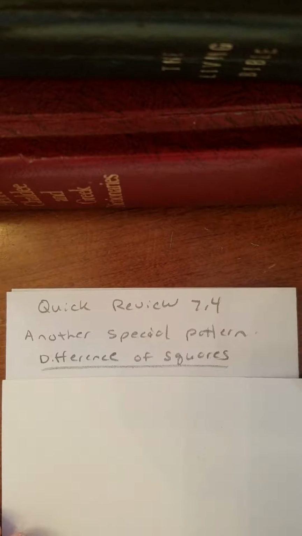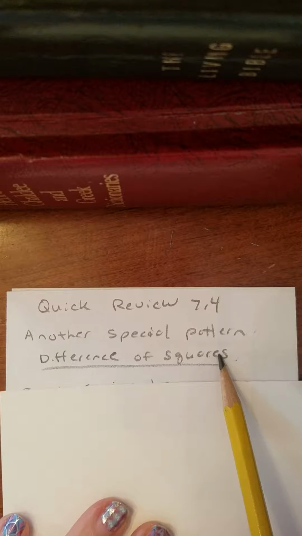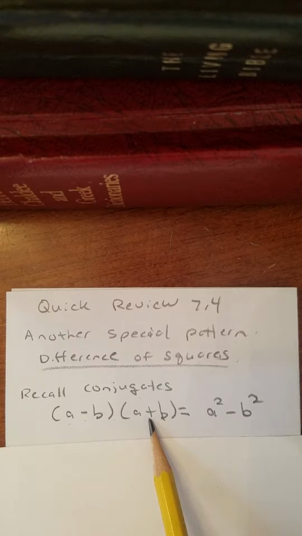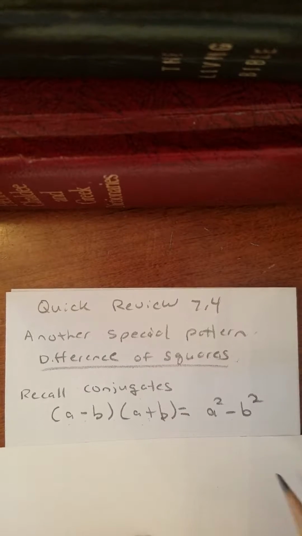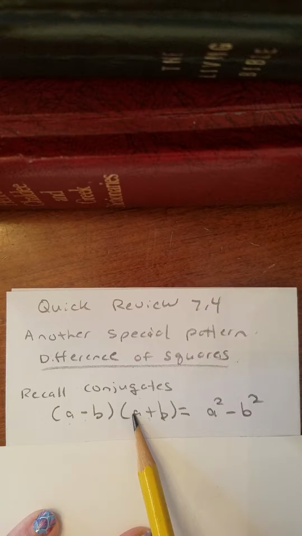This is a quick review of 7.4. It's another special pattern. Remember, we talked about the difference of squares. If you recall conjugates, they're exactly the same except for their sign. When you multiply them, you end up with x squared minus b squared because the middle terms always cancel out. If you recall, we did this in chapter 6.